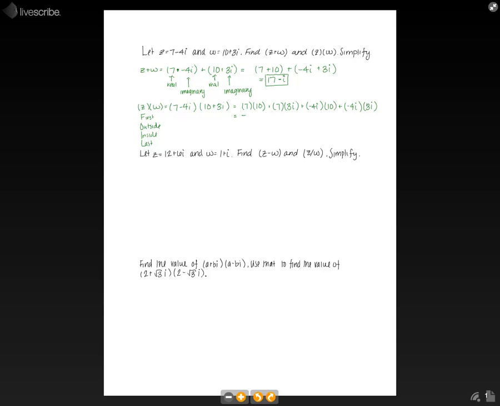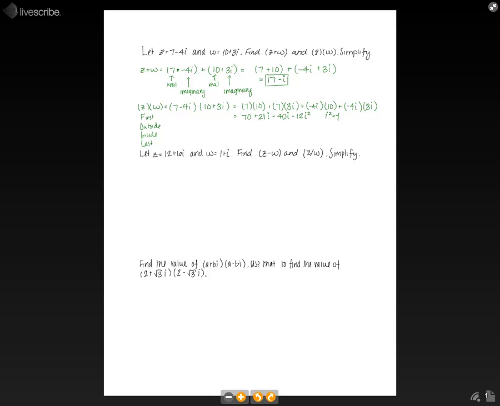So 7 times 10 is 70. 7 times 3i is 21i. Negative 4i times 10 is negative 40i. And then negative 4i times 3i is going to be negative 12i squared. Alright, now the thing we need to remember is that i squared is equal to negative 1, so that's the definition of the complex number.